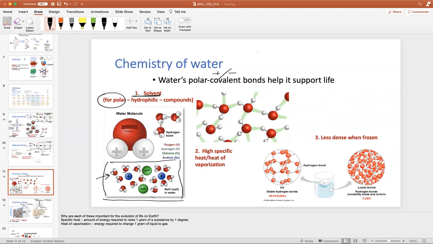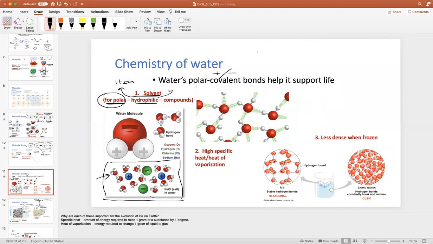So water is an excellent solvent, but it's only an excellent solvent for things that have positive and negative charges in it. And we call those polar type molecules, another word for them is hydrophilic. Hydro, of course, referring to water.